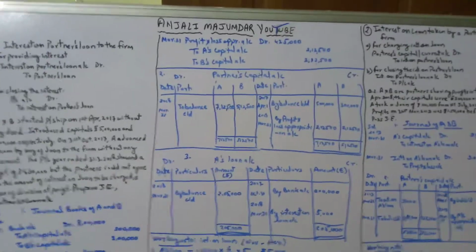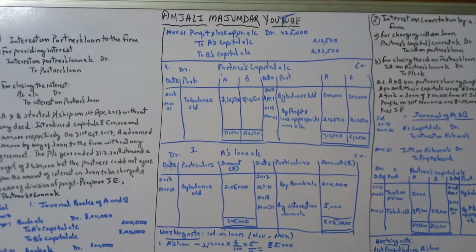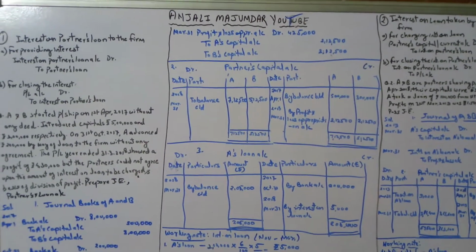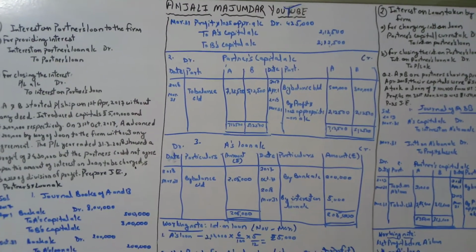Resuming the same question, the last entry was on 31st March, profit and loss appropriation account debited 4,25,000 to A's capital account and B's capital account. Remember, since there was no partnership agreement, profit is divided in equal ratio.